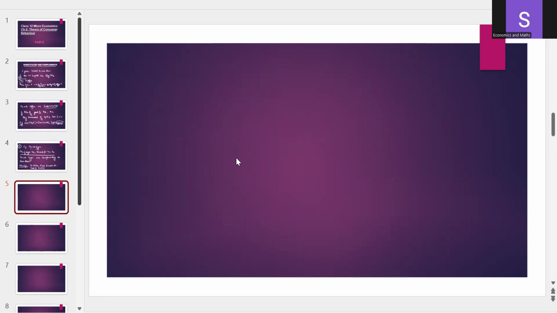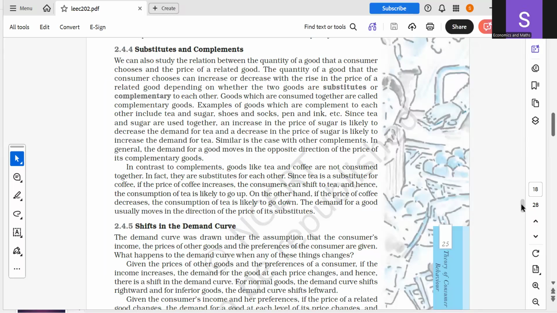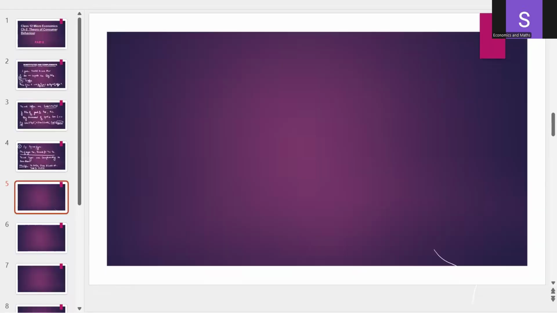Now, let's see what we have next. The next topic, I would say, is the shift in the demand curve. In what scenario do we see a shift in the demand curve?